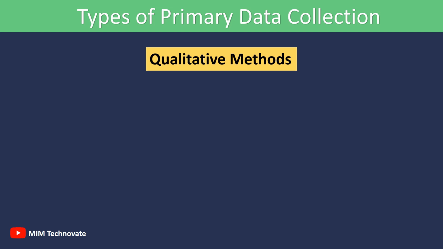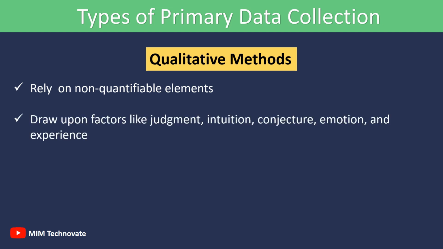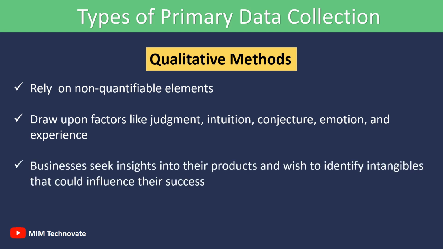Qualitative methods. Qualitative methods do not rely on historical data, numerical values, or mathematical calculations. Instead, they rely on non-quantifiable elements, drawing upon factors like judgment, intuition, emotions, and experiences. Qualitative methods of primary data collection come into play when businesses seek insights into their products and wish to identify intangibles that could influence their success.